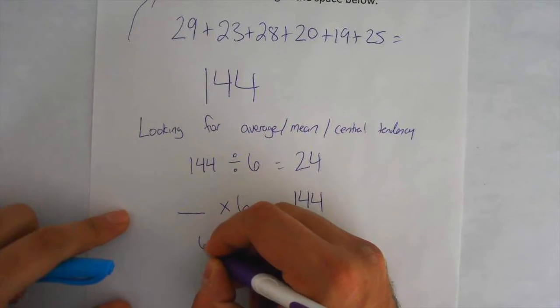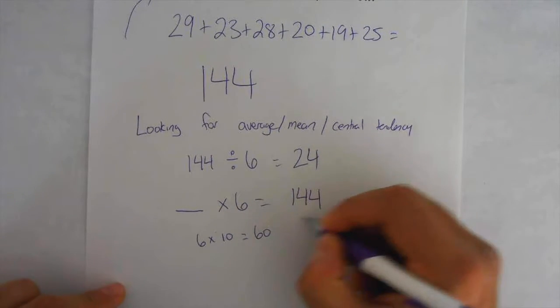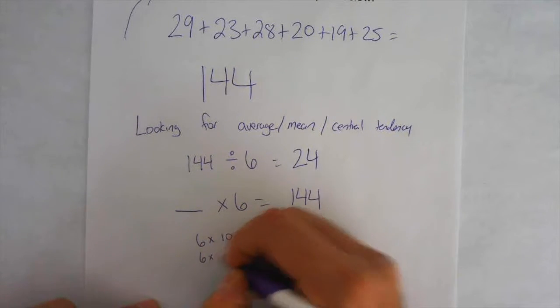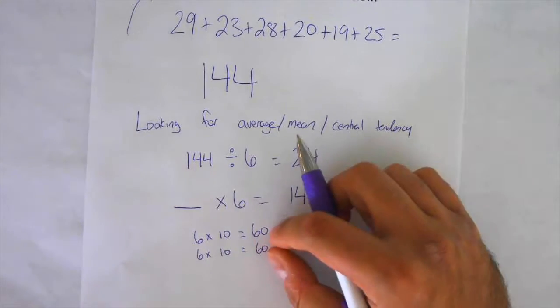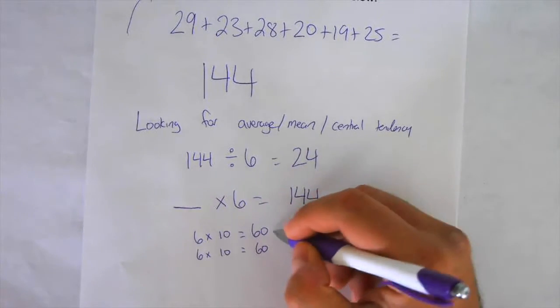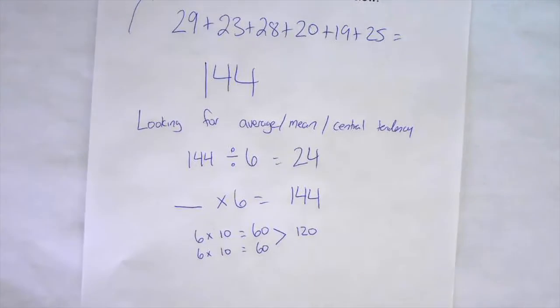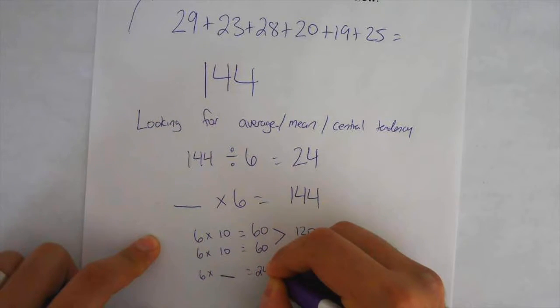So I'm going to do 6 times 10. What is 6 times 10? 60. Okay. I need to get to 144. Can I do 6 times 10 again? I can. That is 60. So now I have 60 and 60. The sum of these two numbers is what? It's 120. Well, I need to get to 144. So what is the difference between 120 and 144? It's 24.